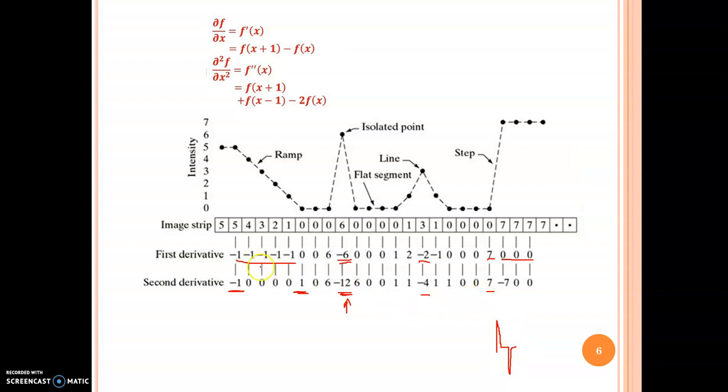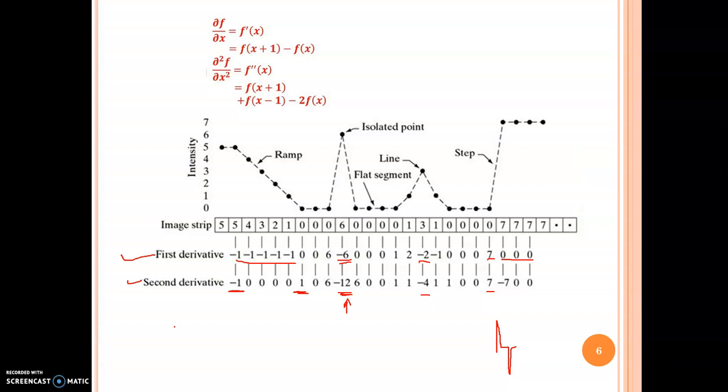So by examining this first order and the second order derivative, we can find out the presence of a ramp, or presence of a point, or presence of a line, or presence of a step. So this property is used for the detection of the point, line and the edge detection.